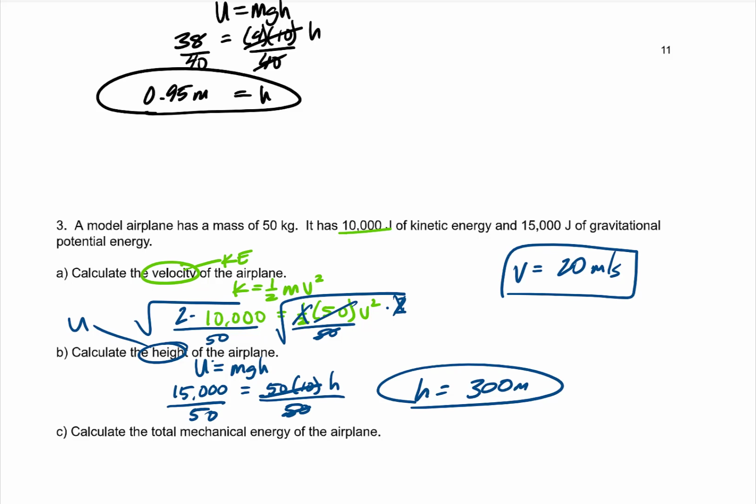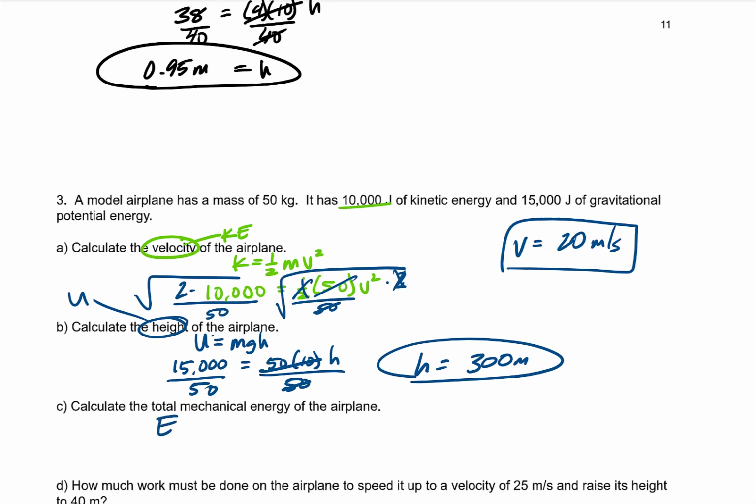Calculate the total mechanical energy of the airplane. Total mechanical energy is potential plus kinetic. That's 10,000 kinetic energy plus the potential energy, 15,000. That gives us 25,000 joules.